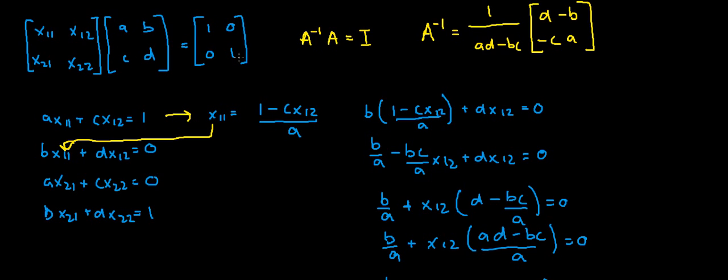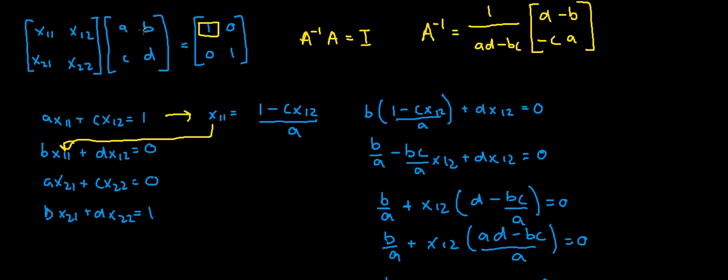matrix 1, 0, 0, 1. So I took a matrix of unknowns x11, x12, x21, x22, multiplied it against this matrix, and asked when is it going to be equal to the identity matrix. So x11 times A plus x12 times C is equal to 1, the first entry. I wrote that out here.